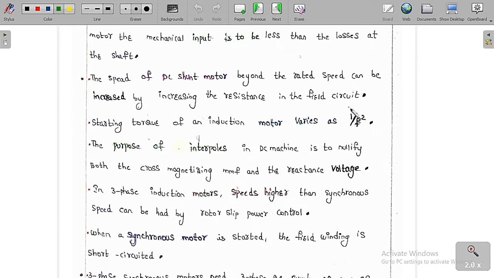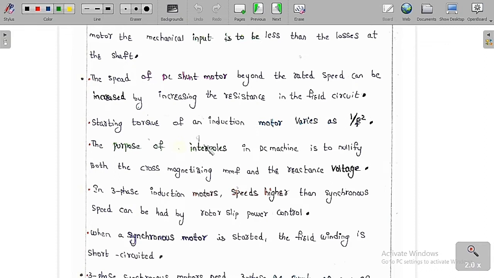If you increase the resistance in the field circuit, the IF decreases, so the field flux decreases. So N is proportional to E by phi. As phi decreases, speed increases. Therefore, it is called field weakening control. If you want the speed above the base speed, then we have to go for field weakening control, which means we have to keep an extra resistance in the field circuit. So if we increase the resistance in the field circuit, then IF decreases, then phi decreases. Therefore, speed increases above the rated speed or base speed.